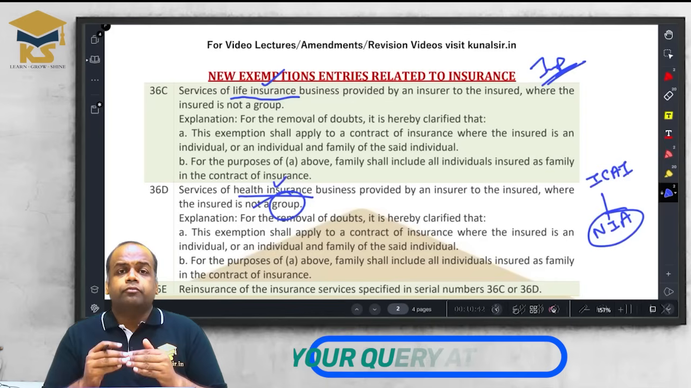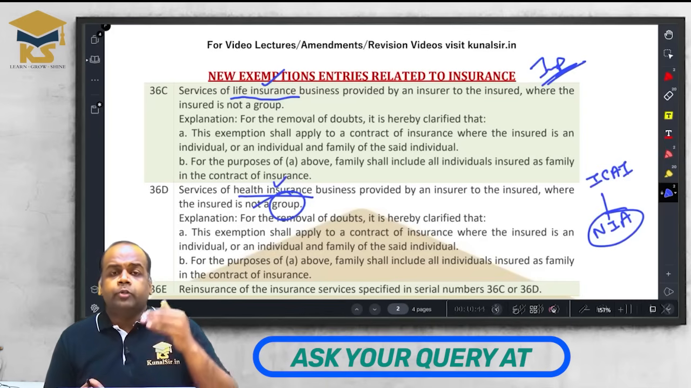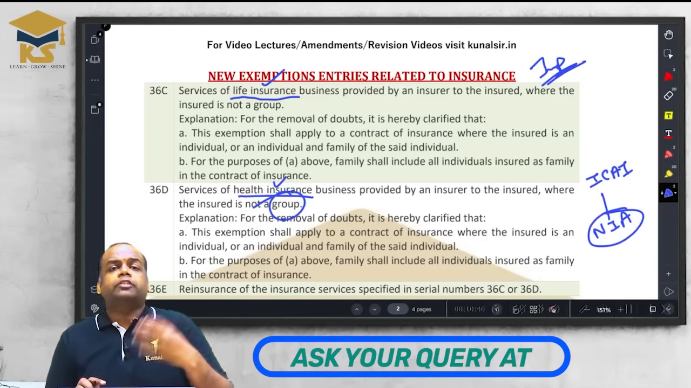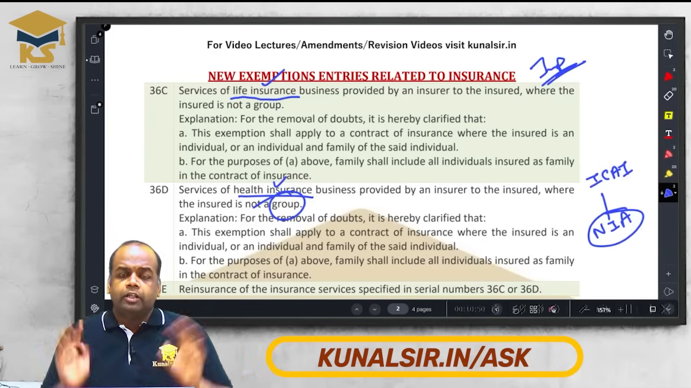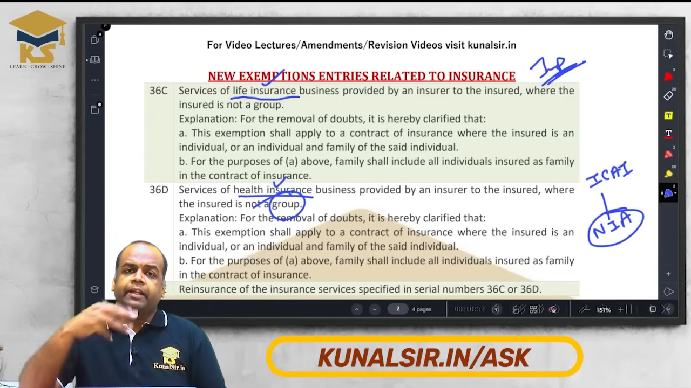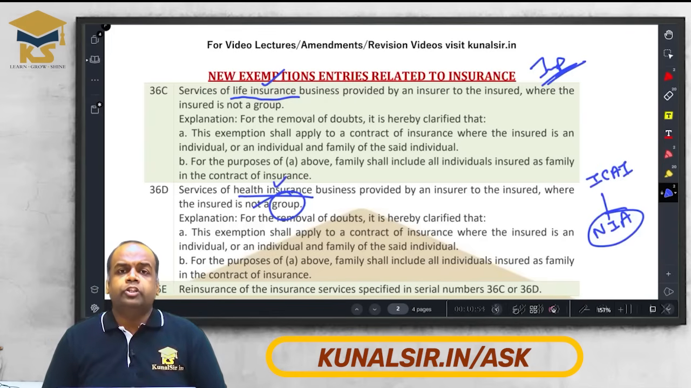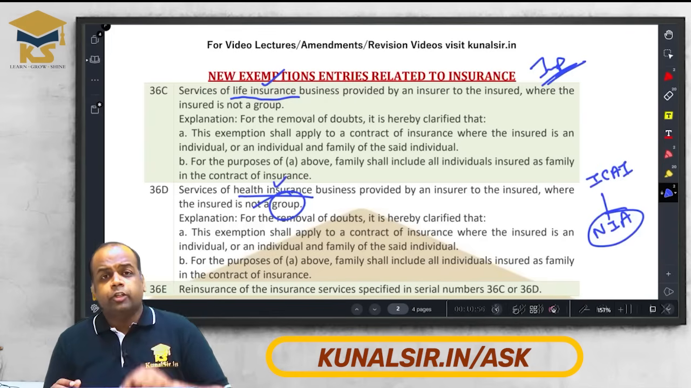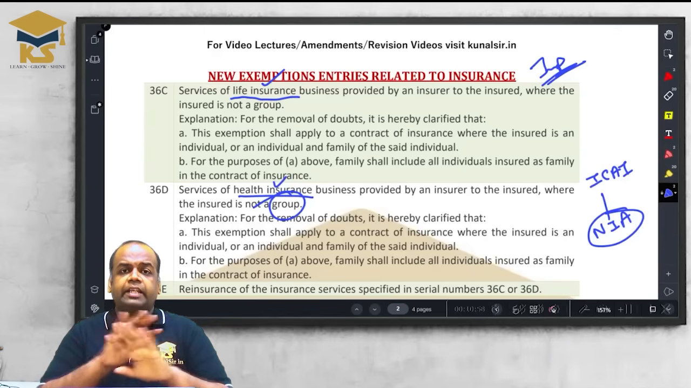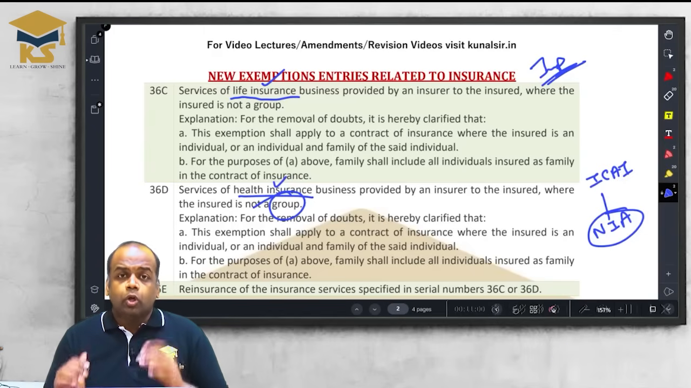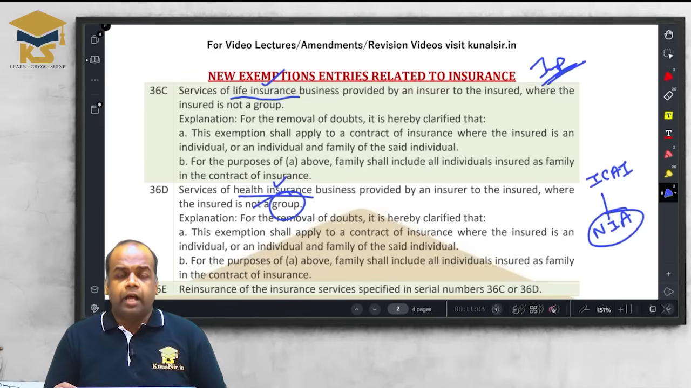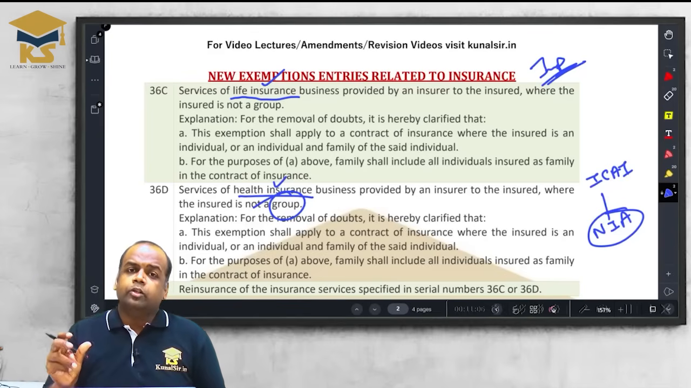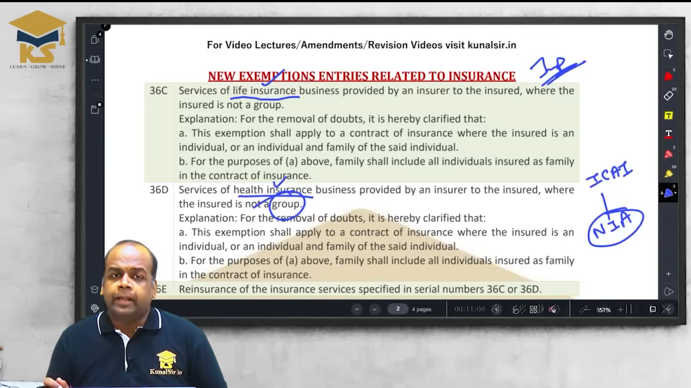And if due to some reason I am not a member of ICAI, or sir, I was pursuing the CA course, later on I dropped it, now I'm no longer a member, my registration has been lapsed, I'm no longer a student of ICAI, then can I continue this policy? No, I cannot continue. So if I am a part of that group only, then only I can continue. These are called as non-employer-employee group.